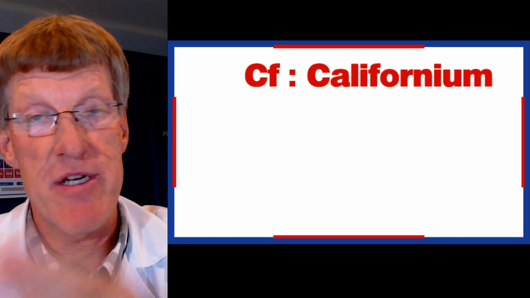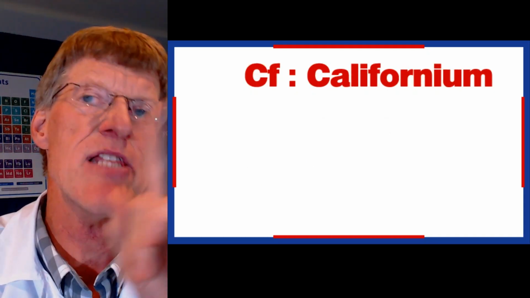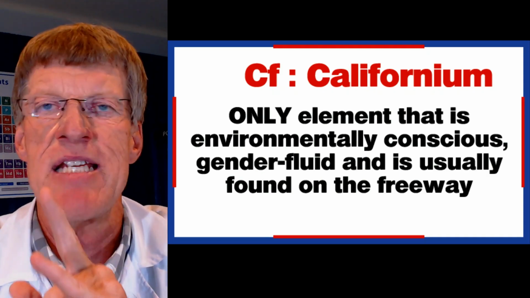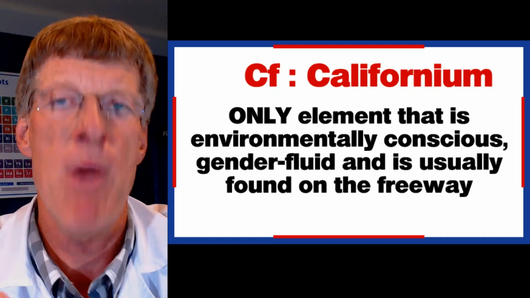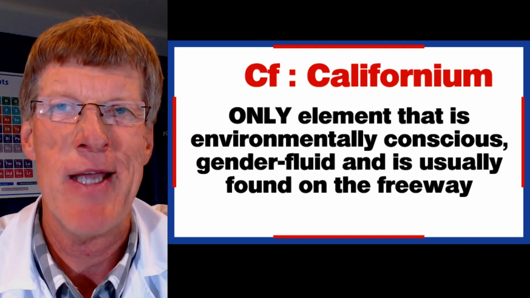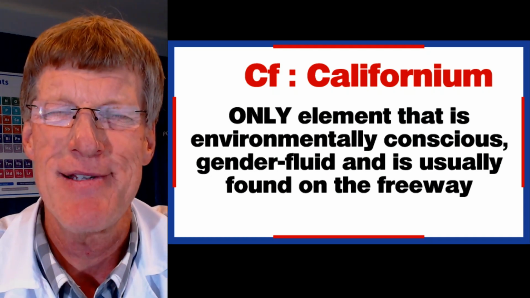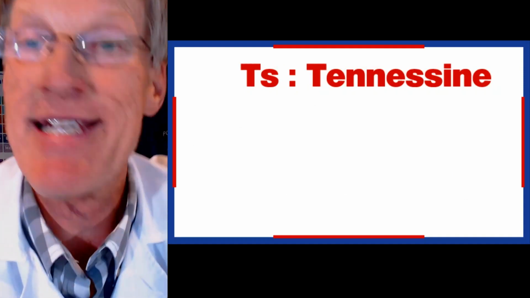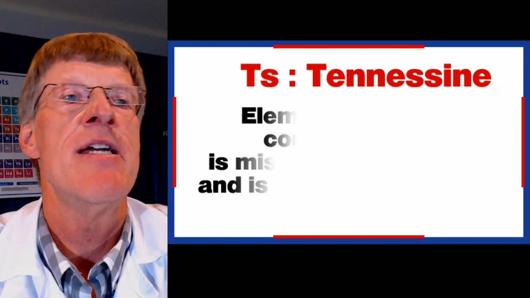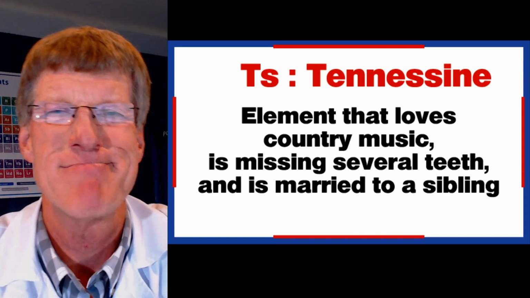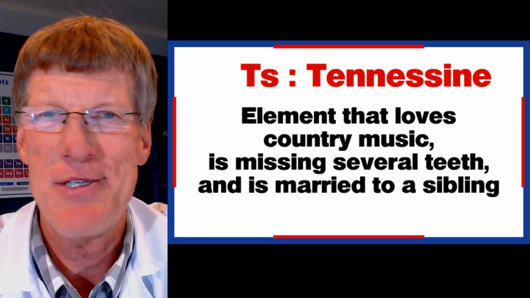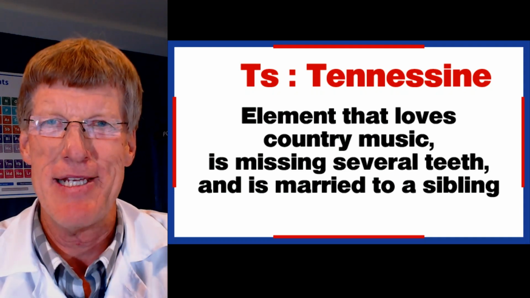Californium. Now, I live in California, so I believe this to be true. I think californium, the element, is very unique. It's the only element that's environmentally conscious. It's gender fluid, and it's usually found on the freeway. Yeah. Most of the time, californium on the freeway. It's true. A lot of the names reflect the elements themselves. Tennessine, very similar to California, a little different. It's the element that loves country music. It's missing several teeth, and it's married to a sibling. Yeah. Just having a little fun. Don't get upset, Tennessee people. Don't get upset.